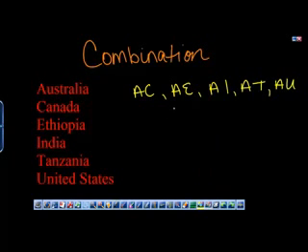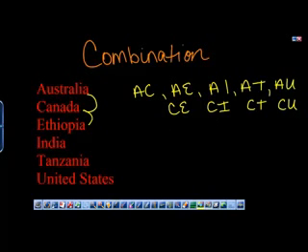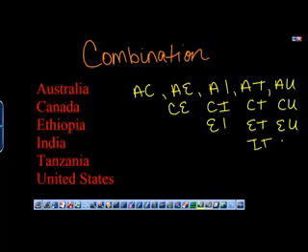So we're going to do Canada and Ethiopia, Canada and India, Canada and Tanzania, Canada and the US. Now on to Ethiopia. Ethiopia has already been paired with Canada and already been paired with Australia. So we'll start with Ethiopia and India, Ethiopia and Tanzania, Ethiopia and US. You can see the pattern. India, Tanzania, India, US, and then Tanzania, US.